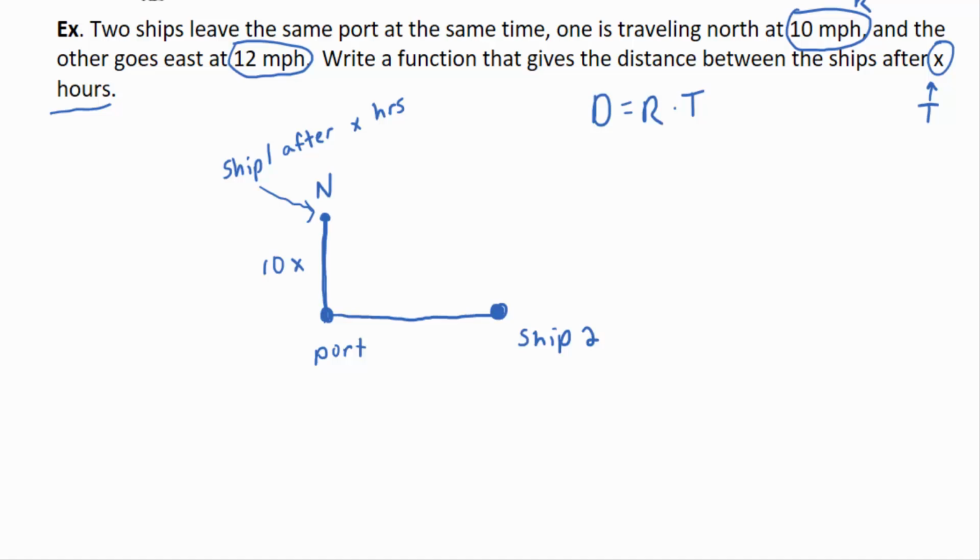What's the length of that other leg? It's going to be the other leg of a right triangle. Well, that ship's going 12 miles per hour for x hours. Rate times time, 12x. So the shortest distance between them would be the hypotenuse, yeah.